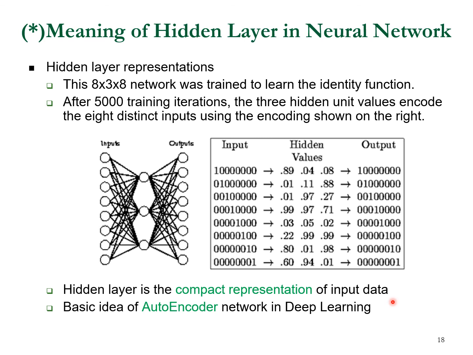And actually this is a very, very important issue in deep learning. This is the basis for feature learning, and also the basis for the autoencoder algorithm in deep learning. So this concept that the hidden node is a kind of compact representation of the input data is a very important idea, and this is the basis for deep learning, especially in autoencoders and feature learning.